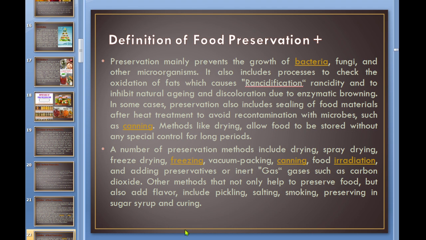Okay, next paragraph is a number of preservation methods include drying, spray drying, freeze drying, freezing, vacuum packing, canning, and irradiation, and adding preservatives or inert gases such as carbon dioxide. Other methods that not only help to preserve food but also add flavor including pickling, salting, smoking, preserving in sugar syrup, and curing.